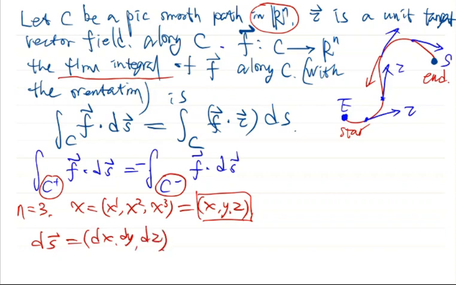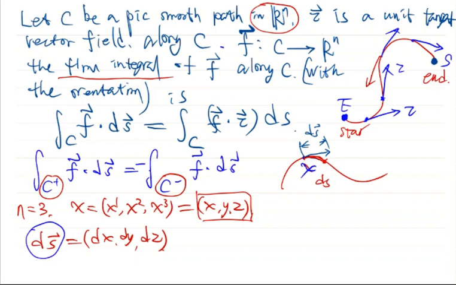ds is a vector, a small piece of vector. The direction in the curve at the point x, the direction of the ds here is the tangent direction. The norm of this vector is the length of the small piece of curve near x. That is our ds. Okay, so ds is a vector. The components of this vector we write as dx, dy, and dz.